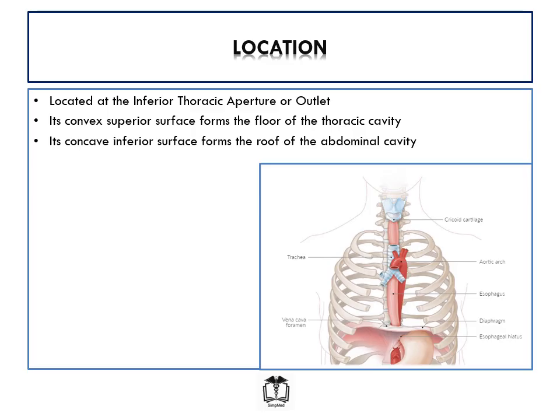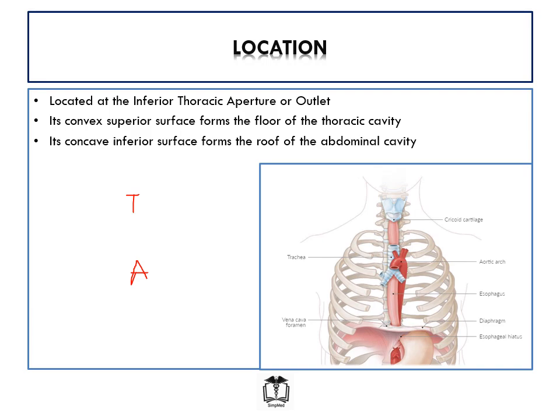So, as I said before, the diaphragm is located in the inferior thoracic aperture or outlet. Its convex superior surface serves as the floor of the thoracic cavity, whereas the concave inferior surface of the diaphragm serves as the roof of the abdomen. So if this is the abdomen here, and this is the thorax here, the diaphragm sits between them, separating them.